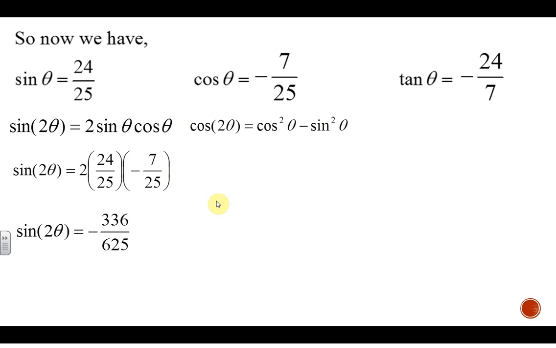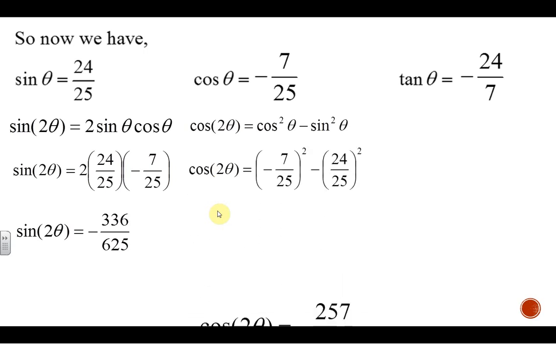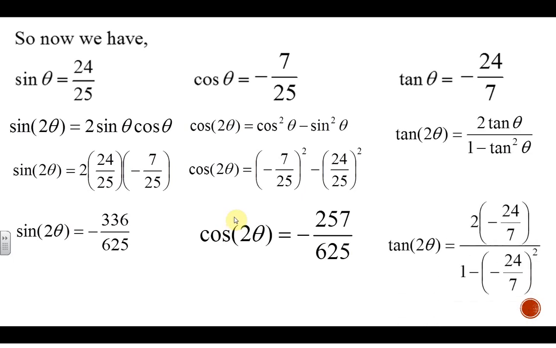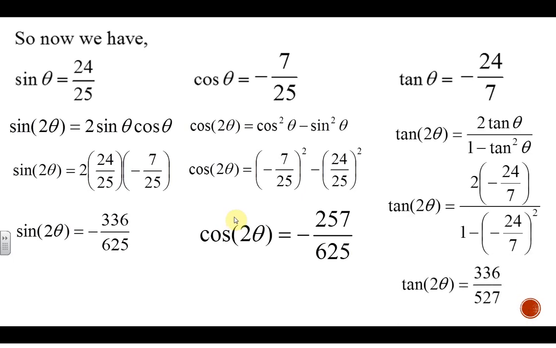For cosine, you can choose whichever formula you want to use. We chose that one. I like this one because it looks like the Pythagorean theorem. You do the math, you get your answer. Tangent 2 theta: tangent's got the fraction in it, so plug them in. Plug in your angle, and that's really all there is to it.